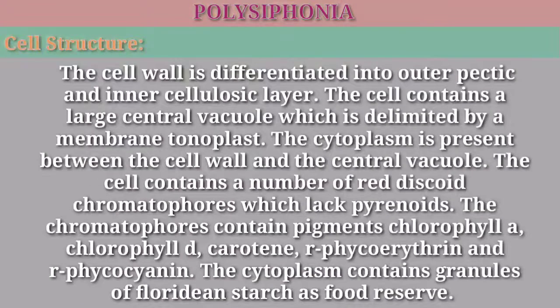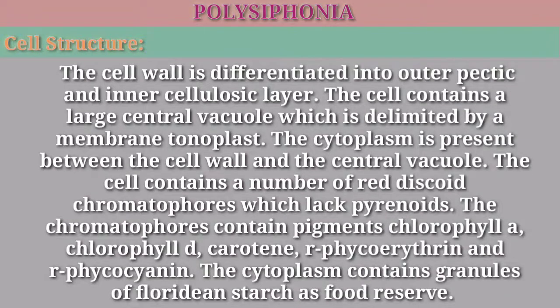Cell structure. The cell wall is differentiated into an outer pectic and an inner cellulosic layer. The cell contains a large central vacuole which is delimited by a membrane, the tonoplast. The cytoplasm is present between the cell wall and the central vacuole.